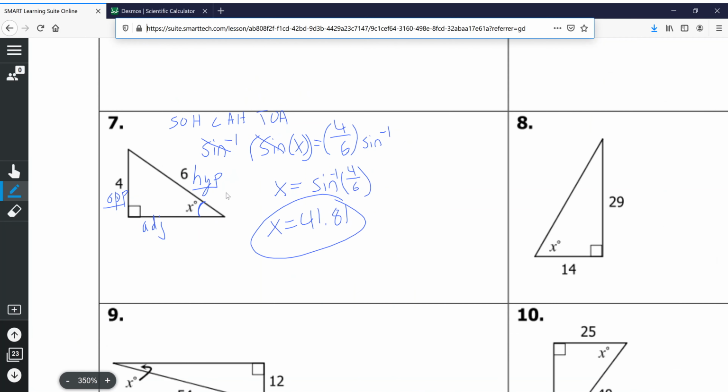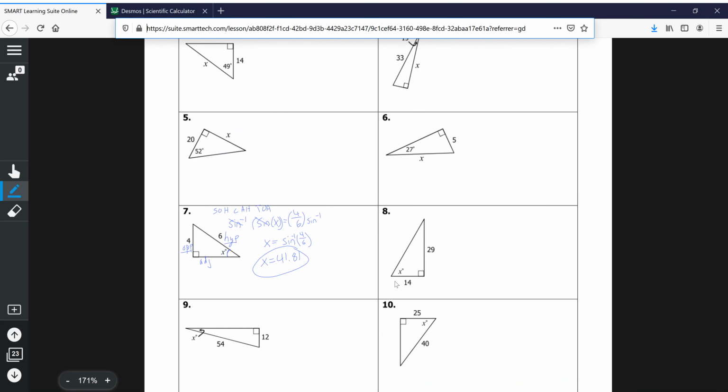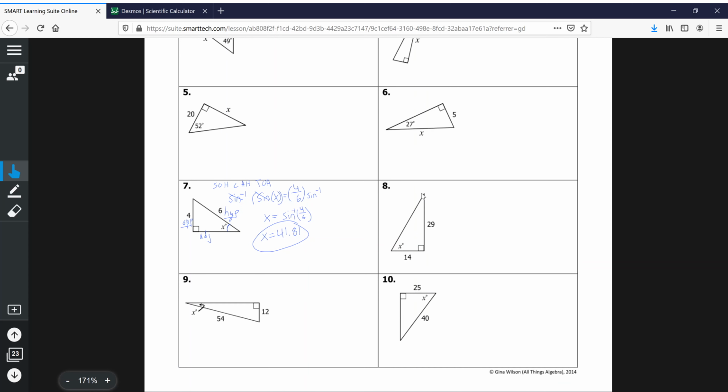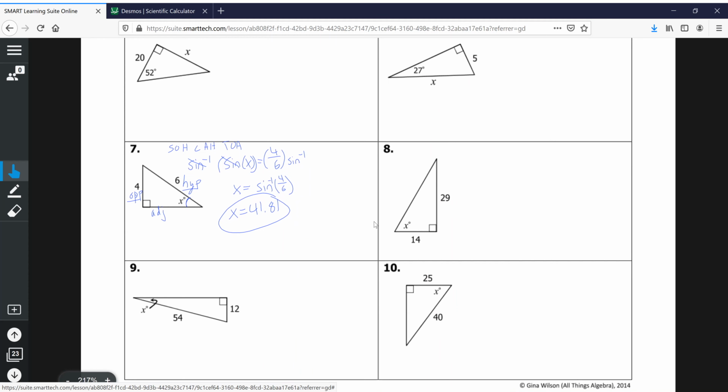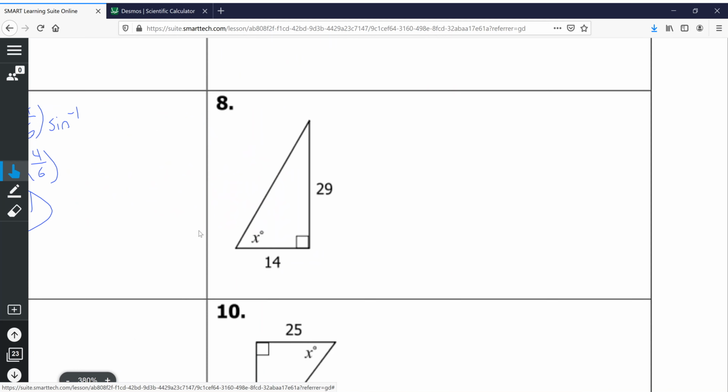So let's do a couple more problems. This one we used sine. This one we would use tangent. So let's do number 8 and use tangent.